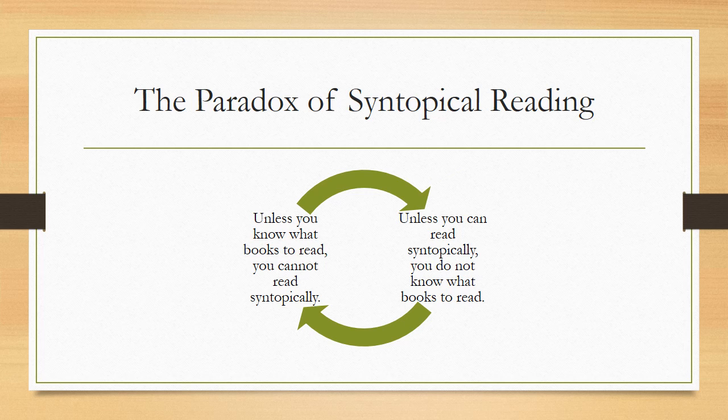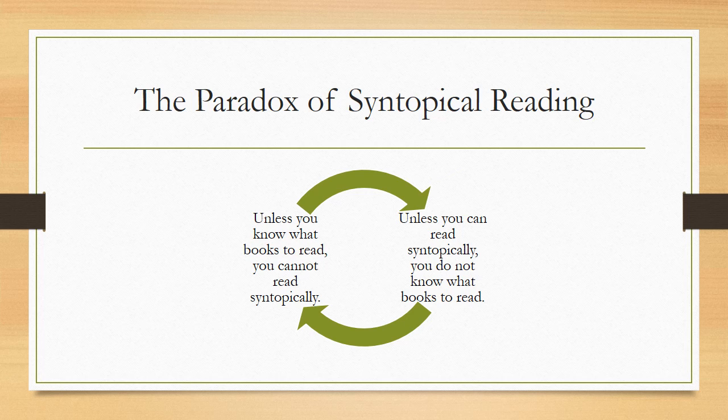A couple more notes here, and then we'll move on. The paradox of syntopical reading. He says, unless you know what books to read, you cannot read syntopically. But unless you can read syntopically, you don't know what books to read. So in other words, if you're researching something like global warming, how do you know which articles are the best ones to read? You probably have to do some reading to figure that out. Doesn't that seem paradoxical? Isn't that like an oxymoron or a conflict?